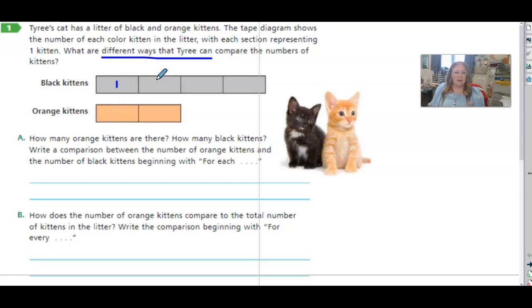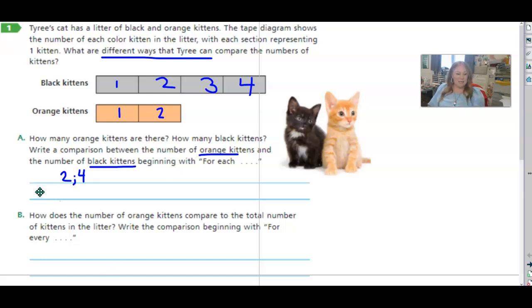So if we look here, right, Tyree has 1, 2, 3, 4 black kittens to 1, 2 orange kittens. So every time there's 4 black ones, there are 2 orange ones. So how many orange kittens are there? Well, there's 2 orange kittens. How many black? 4. And then it wants us to write a comparison comparing orange to black. So remember, we have to put orange first and black second. So even though here it's listed black, orange, this asks for orange, black.